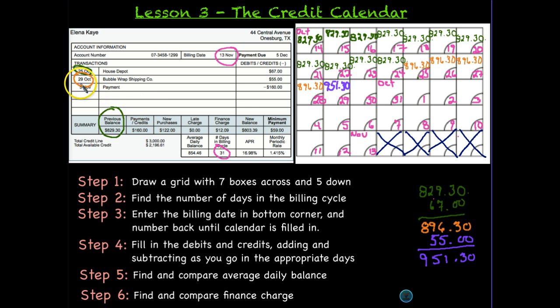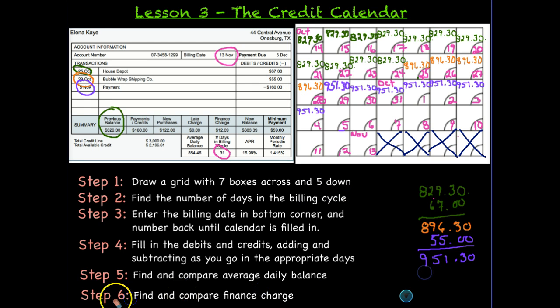And my next transaction on November 5th is a payment of $160. So I just need to be careful when I get to November 5th that I change my balance again. Okay, now I'm down to the 5th, and I know that my balance changes again. I made a payment of $160.